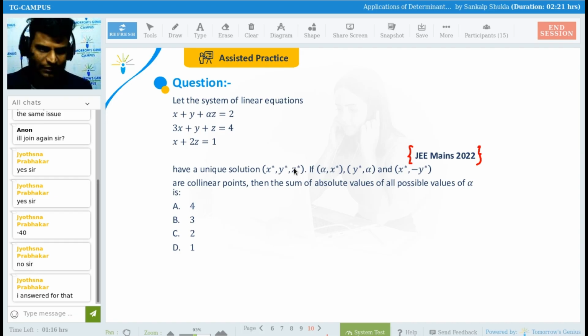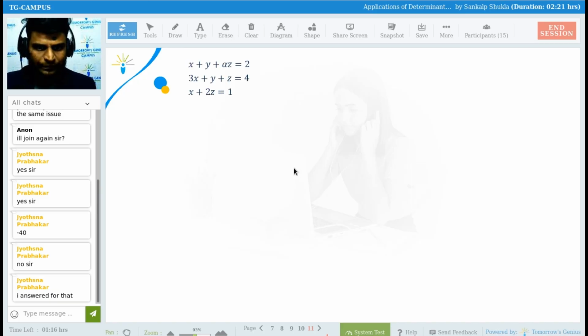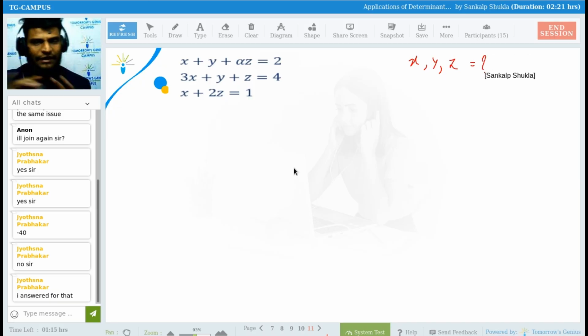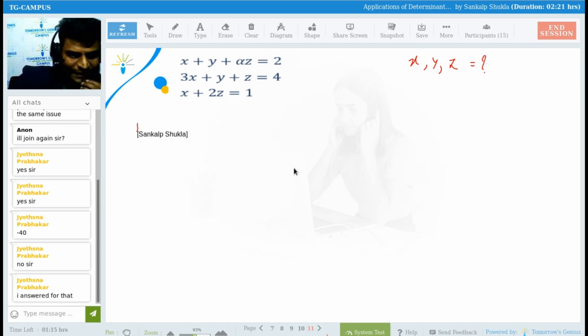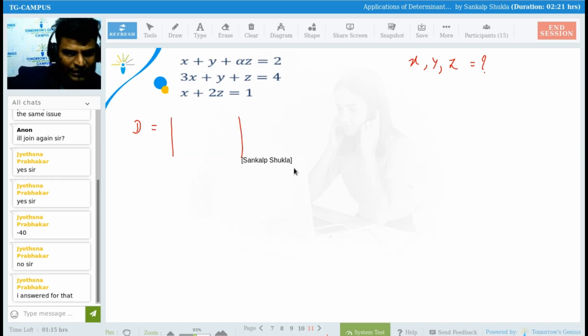How are we going to do that? See, first of all, this is the system, okay? So first of all, we have to find the values of x, y and z. This thing we have to find first. I'll be solving this question with the help of Cramer's rule. So I will find D. So what is the value of D?